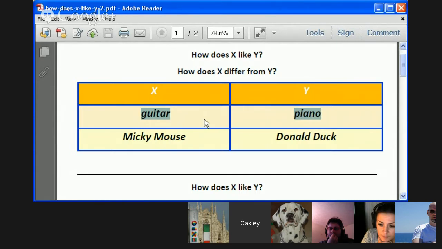Sorry, teacher, can you repeat the question? Because I lost my connection. Yeah, can you repeat, please? I'm having difficulties too. Sure. How are a guitar and a piano alike? In what ways are a guitar and a piano the same?